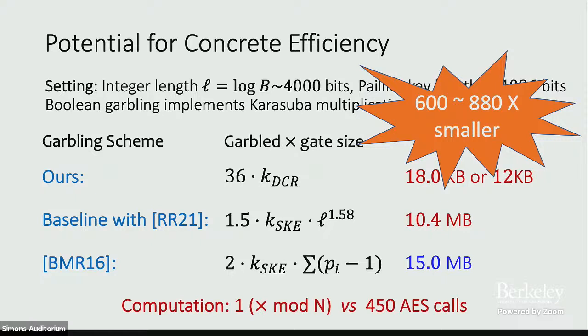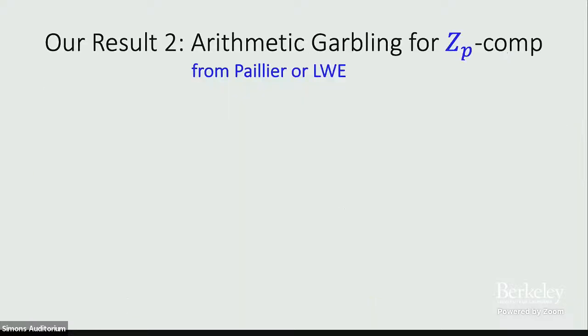In terms of computation, it's less clear. It's roughly a trade-off between one multiplication mod n, where n is the Paillier modulus, versus roughly 450 AES calls. So I think it does show some potential for concrete efficiency. However, this is not the focus of our work, so it is definitely worth exploring. Okay, no more constants.